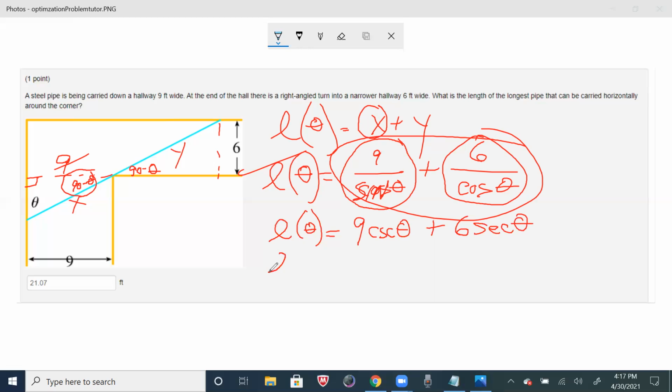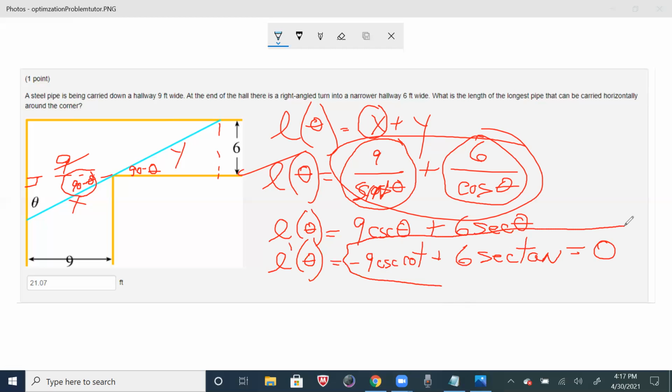And now L prime of theta. Because that's a negative, it becomes negative 9 cosecant cotangent, plus, that's positive, 6 secant tangent. And we set that equal to 0 and we solve it for theta.